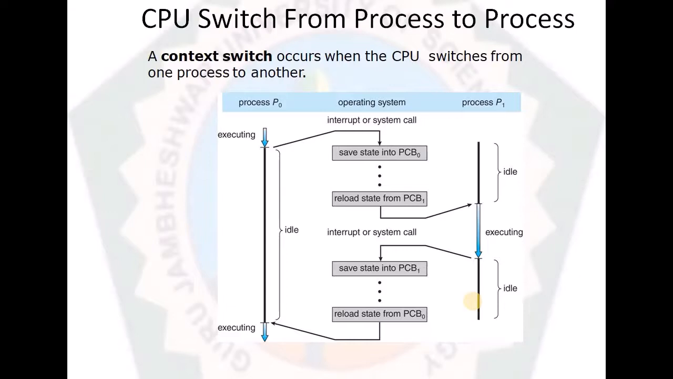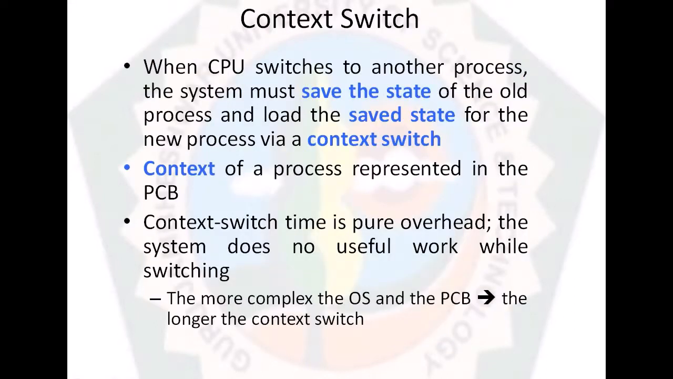That can only be done using the process control block. This is the function and feature of the process control block that is attached to each process executing in an operating system. And this switching of process P1 to P0 and P0 to P1 is known as context switching. This context switch time is pure overhead, and the system does no useful work while switching between different processes. So the operating system always wants this overhead to be minimized.